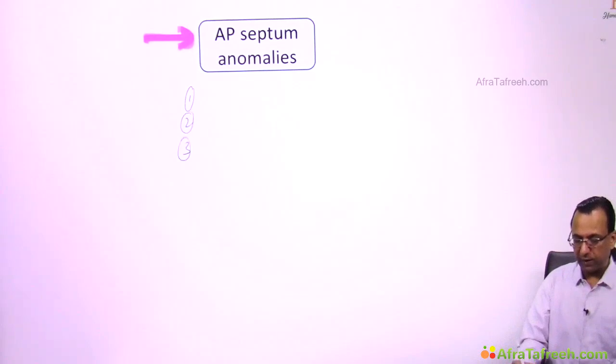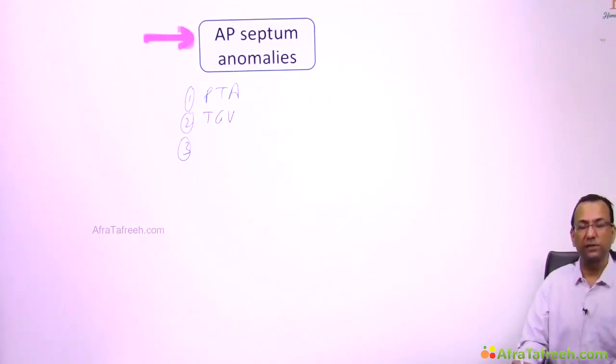Number 1 is the persisting truncus arteriosus. And number 2 will be transposition of great vessels. And number 3, tetralogy of Fallot. They are all cyanotic heart disease.